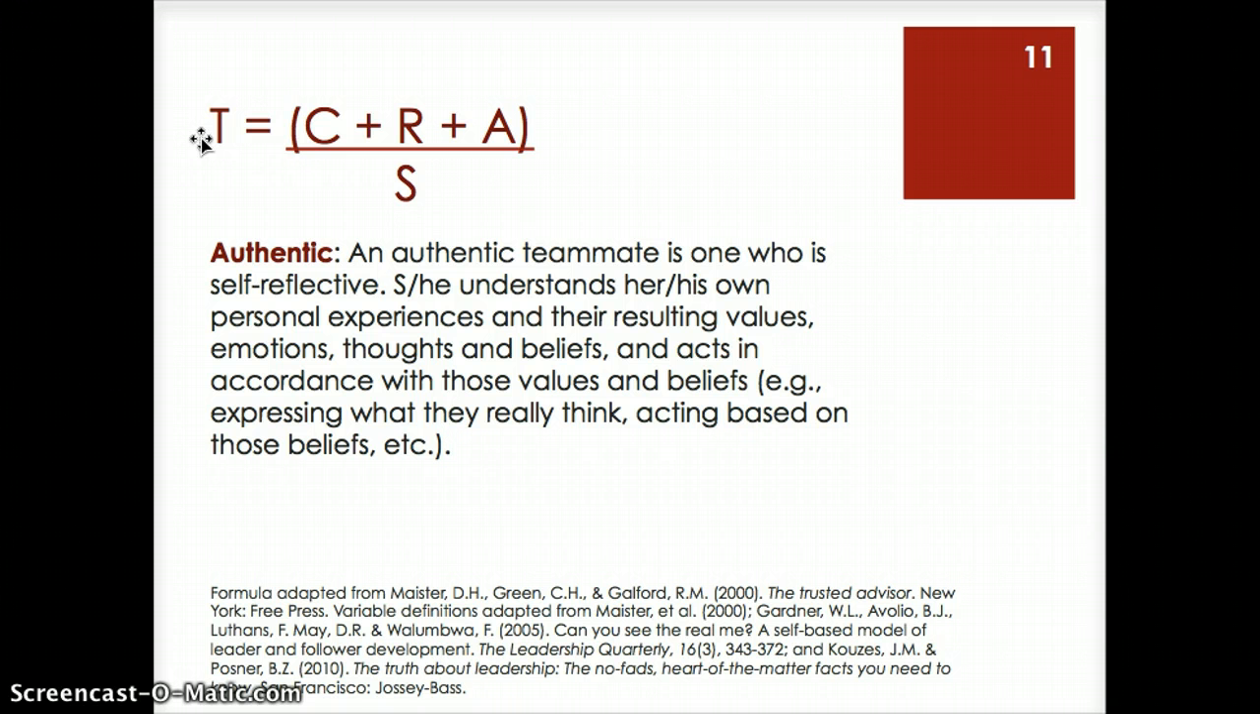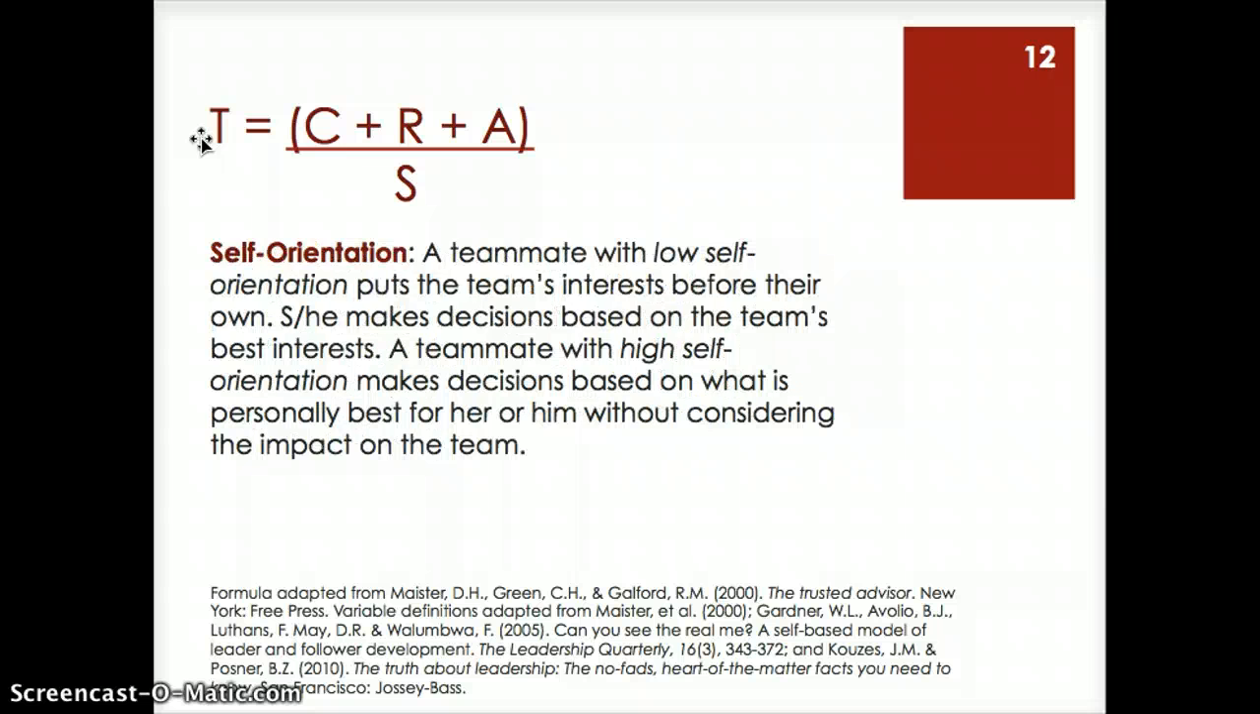However, the value of all of those added together, even if all of those are really high, can be severely diminished by our denominator here, which is self-orientation. A teammate with low self-orientation puts the team's interests before their own. Can you think of a teammate you've had like that before? They always put the team's interests before their own. She or he makes decisions based on the team's best interests. A teammate with high self-orientation makes decisions based on what is personally best for her or him without considering the impact on the team.